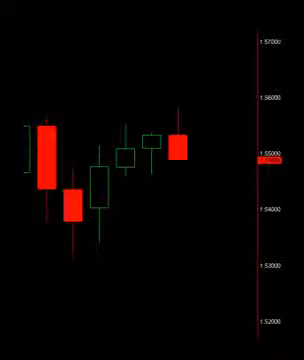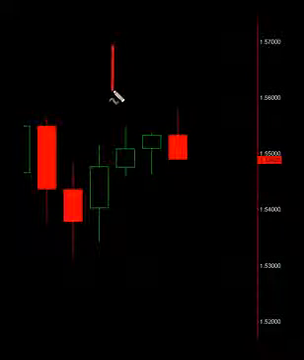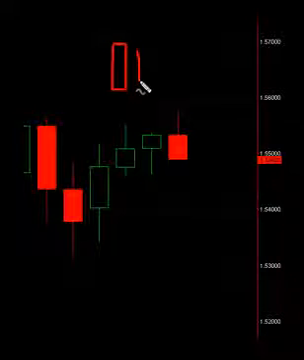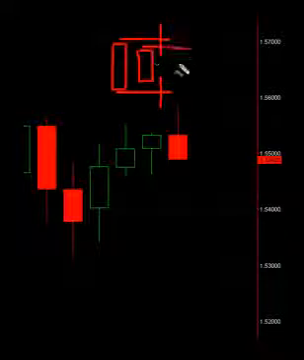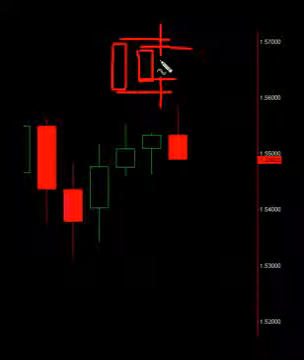Now, the simplest way to define a Fakey is an inside bar breakout that fails. Now, an inside bar looks like this. We have an outside bar, we then have a bar that is within the high and the low of the outside bar. So that's the inside bar. The breakout would be a move to the downside or to the upside of this bar. Okay? So breakout either way is what we'd be trading.